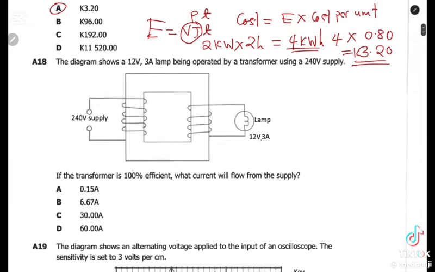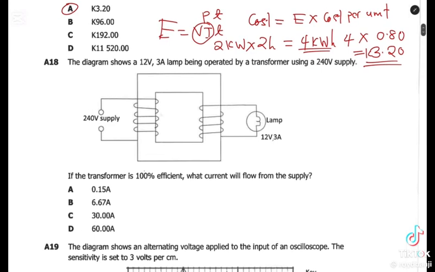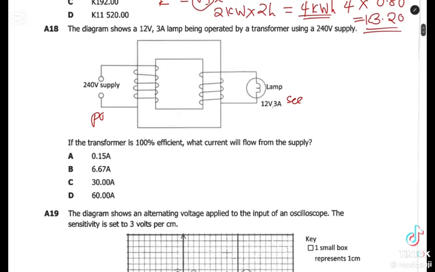The diagram below shows a 12 volt 3 amp lamp being operated by a transformer using a 240 volt supply. Okay, so now this is the main supply. So here, that is where you find the primary. Here, that is where you find the secondary. If the transformer is 100% efficient, what current will flow through the supply? So what they are telling us here is that this is an ideal transformer.